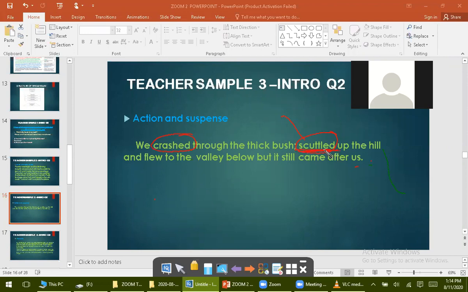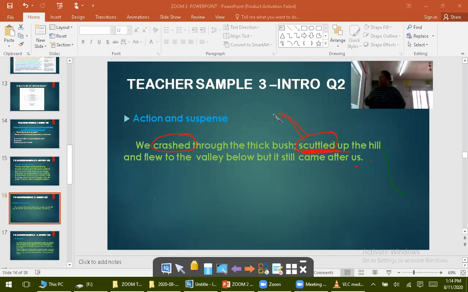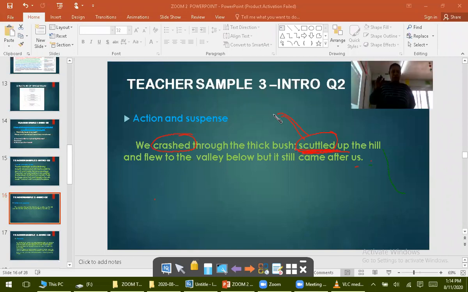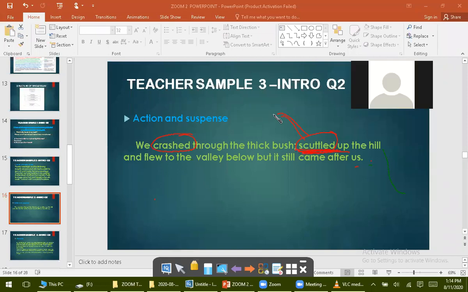What is the word? Scuttle. What kind of animal do you associate this movement with? If you scuttle, what kind of movement is the word scuttle? Like a quick movement. Very quick movement.